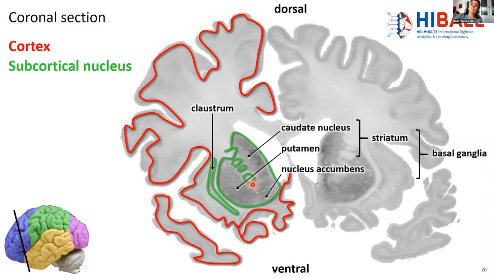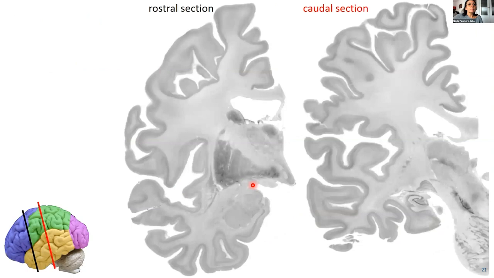Okay. Now, here we have two rostral sections, again through the left hemisphere of the big brain. They can also be called coronal sections. The one on the left is located more rostral to the one on the right of the image, so that's why I've labeled them rostral and caudal section.